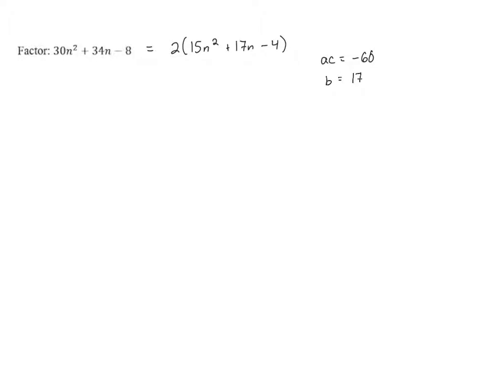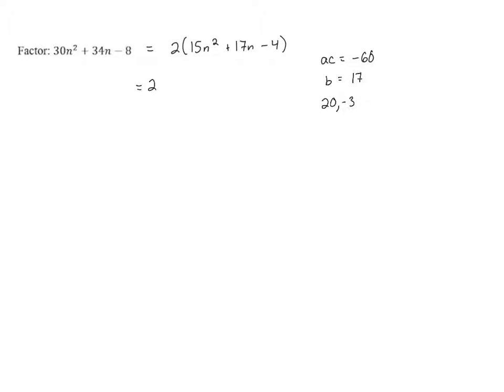So we're going to need two numbers that have a product of negative 60 and a sum of 17, and those numbers are going to be 20 and negative 3. They multiply to negative 60, and they add up to 17. So we're going to use those numbers to split that middle term.